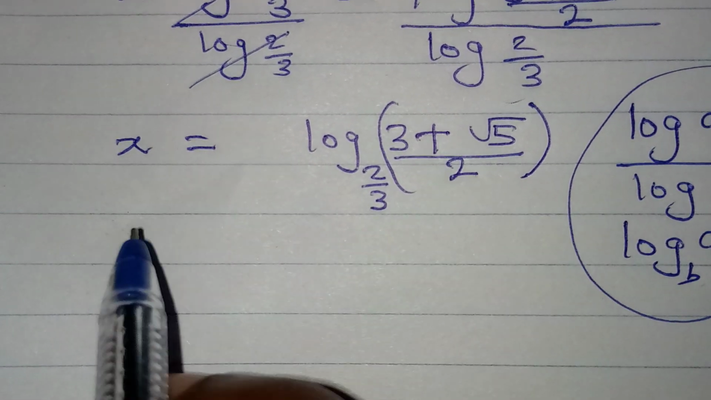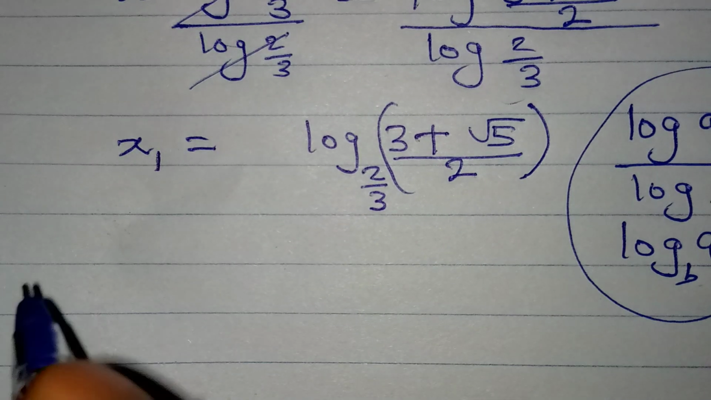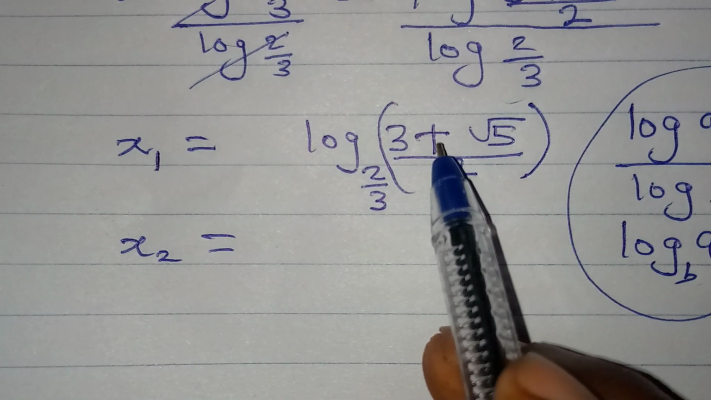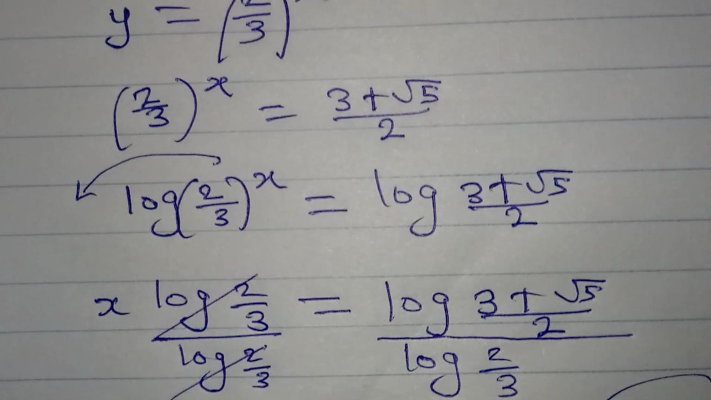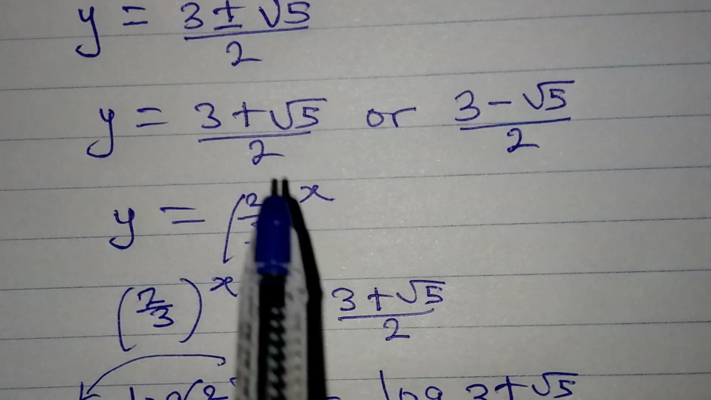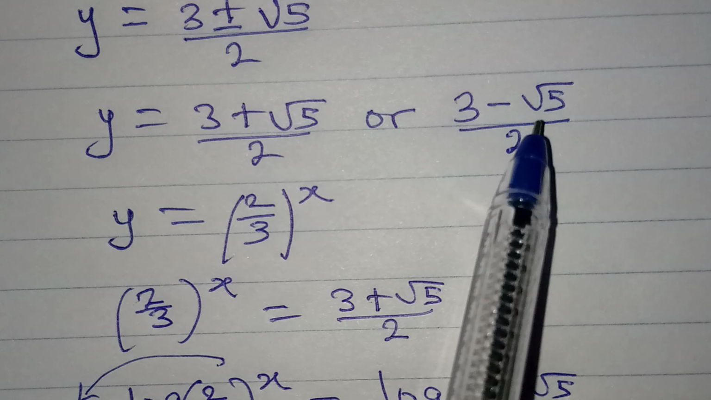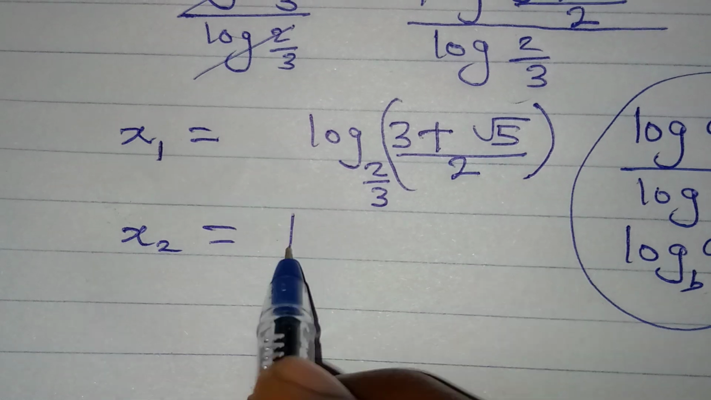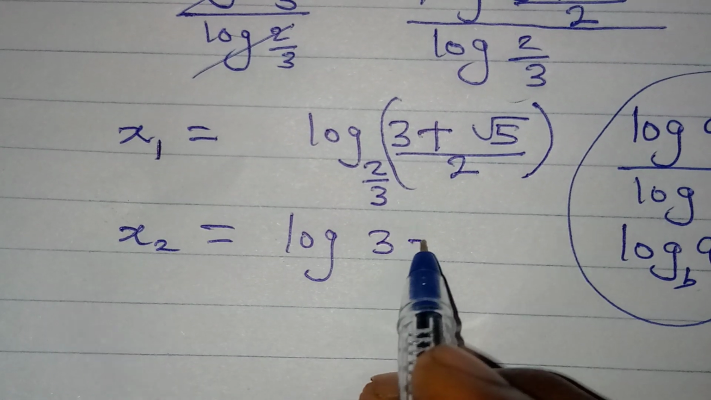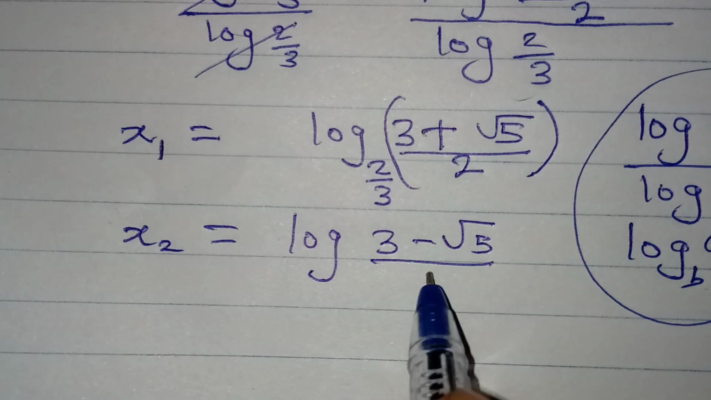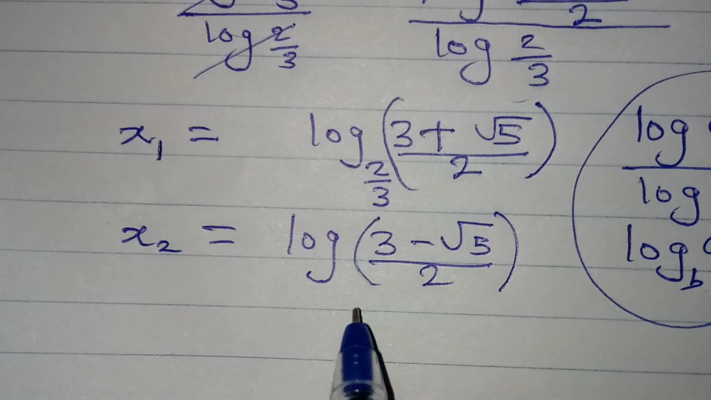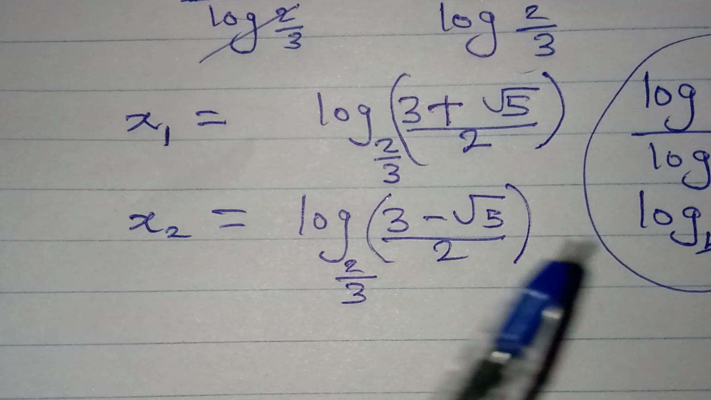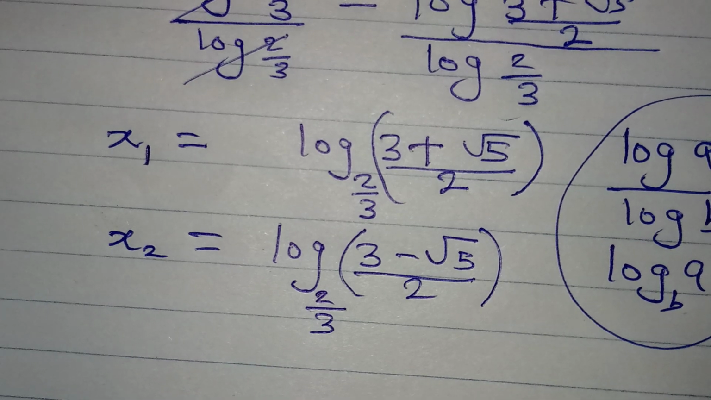But then this is for x1 actually, so to get x2 now, the only difference is that this will turn to negative, because this is what we got as a value for y. We got this and this. I have used this, I'm going to use this now. So let's get it done. Our x2 will be log of (3 minus square root of 5)/2, and then this is to base 2/3. So here we have our solutions to the problem, x1 and x2.